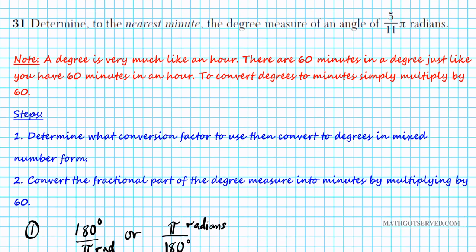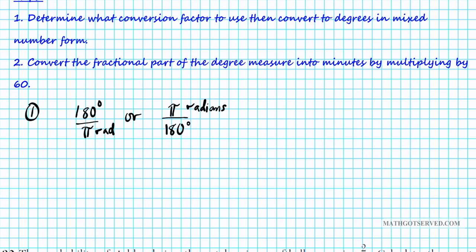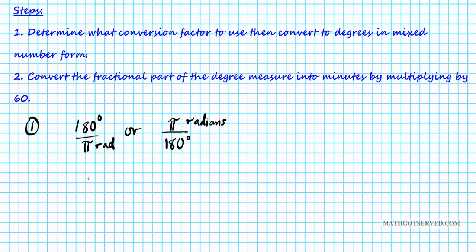So we have 5 over 11 pi. So if we have 5 over 11 pi, which of these two options are we going to use to convert 5 over 11 pi radians into degrees? Now, the easy way to do it is that you want to set it up in such a way that the pi radians cancel out. So since you have pi radians as a numerator, you pick the conversion factor that has pi radians in the denominator. So this is the conversion factor we're going to use, okay?